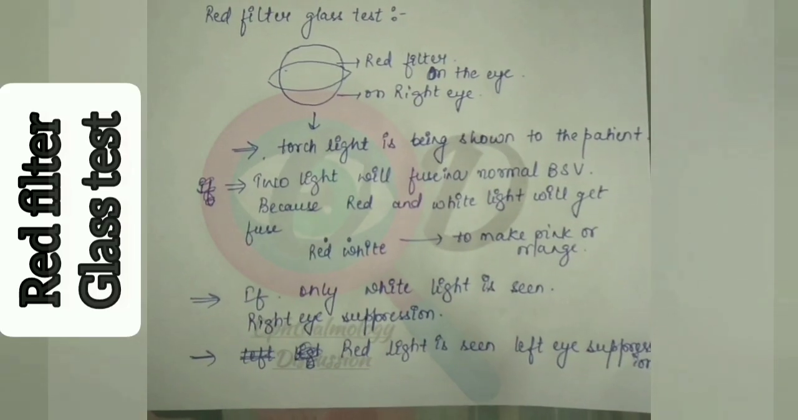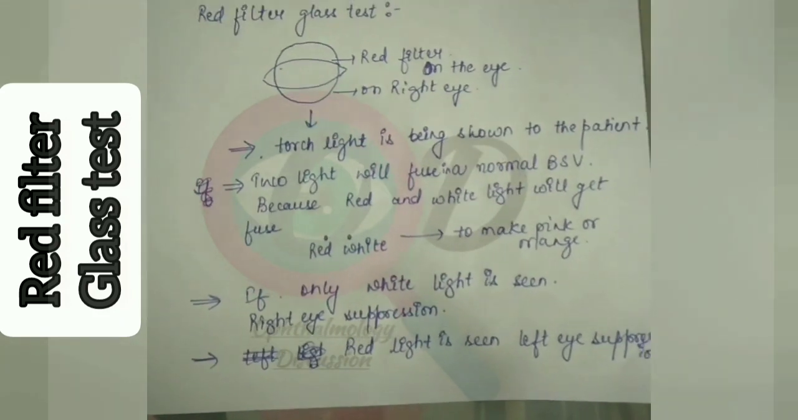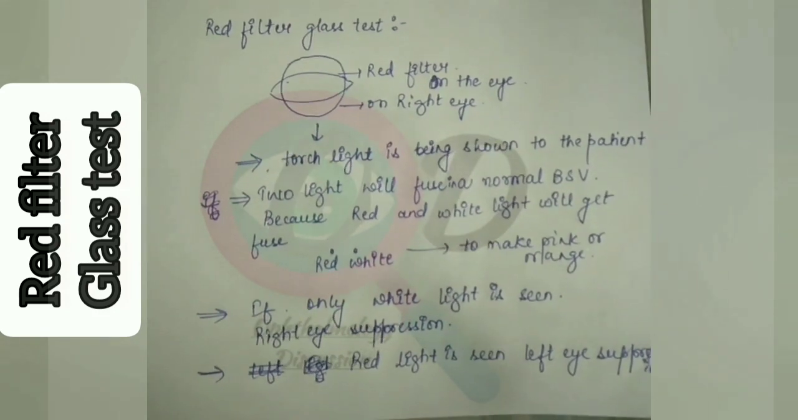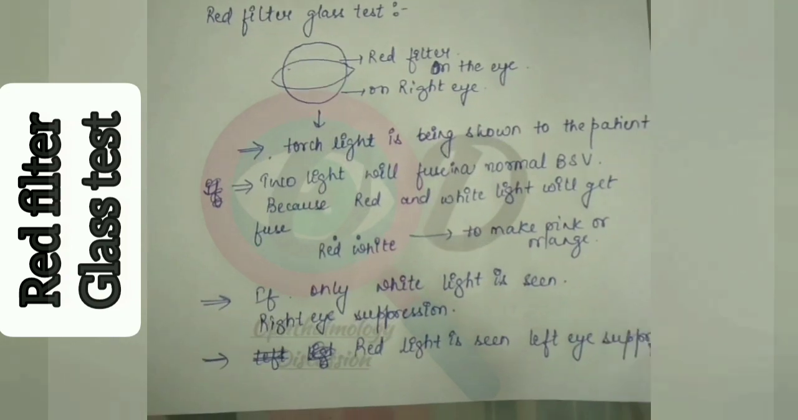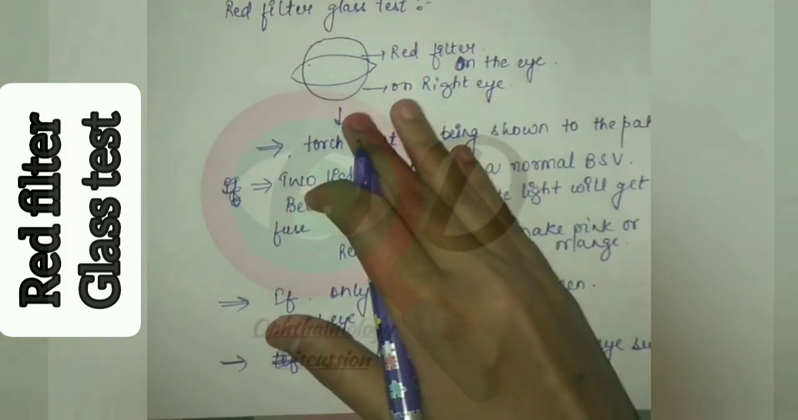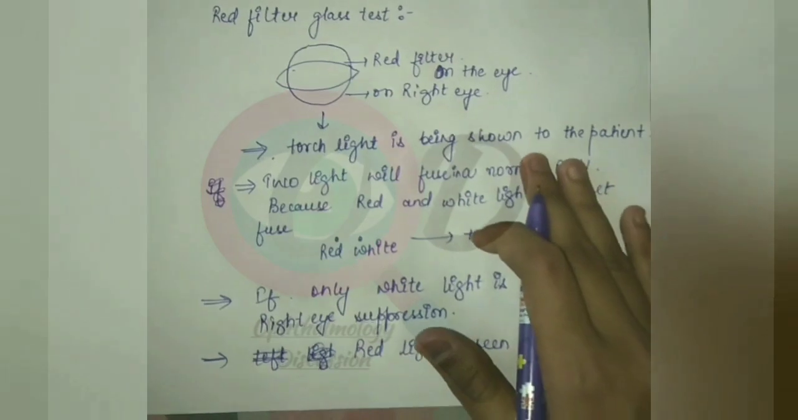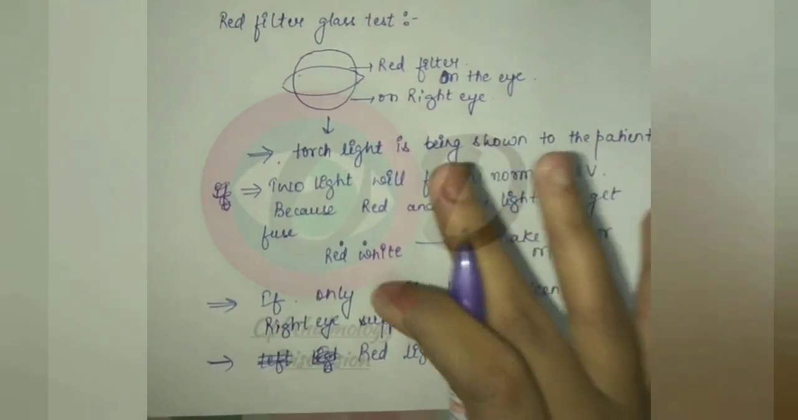Now, the red filter glass test. By its name only we can understand that we are placing a red filter on the eye. Okay, so we are placing it on the right eye, suppose, and after that we are showing a torchlight to the patient.